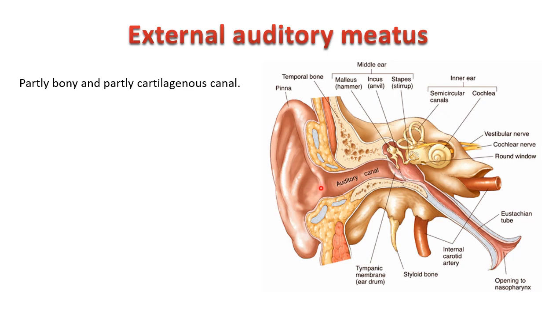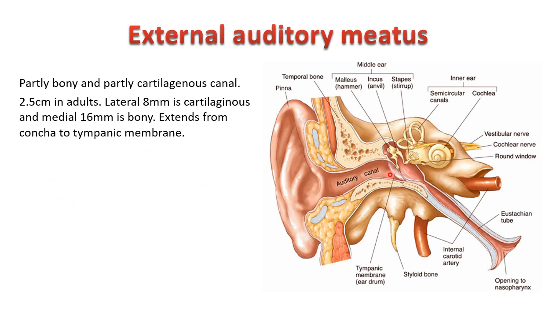Okay, so mainly the first part runs upwards, medially and then backwards, and then the middle part runs upwards, medially and forwards, and then it runs medially and downwards. The whole length of the canal is around 24 millimeters, roughly 2.5 centimeters, whereas the lateral cartilaginous part is only 1/3 and the medial part is 2/3, which is bony.